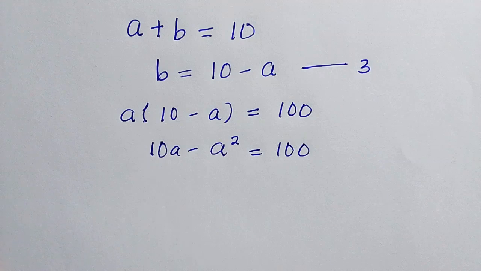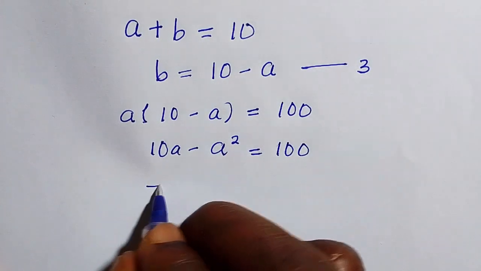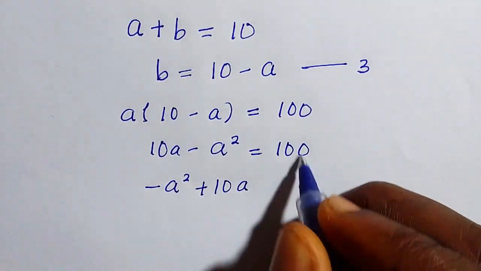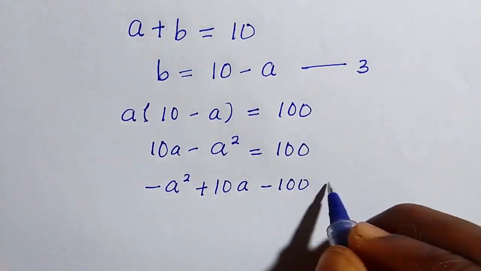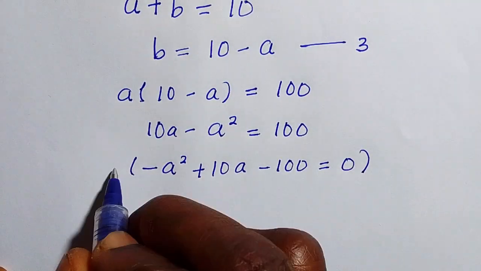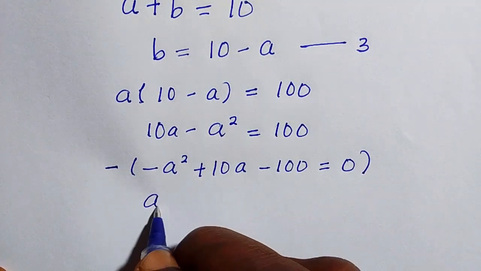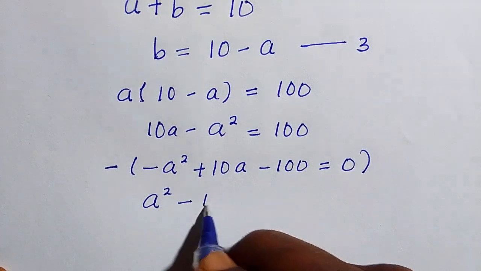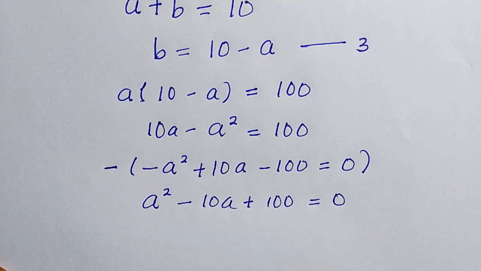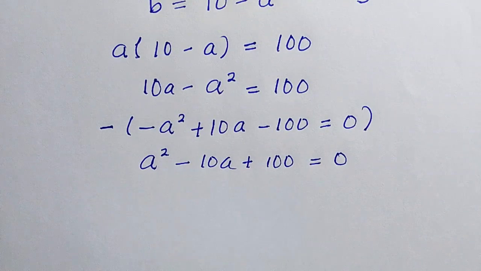So here is a quadratic equation. By proper rearrangement, we have -a² + 10a - 100 = 0. Then we multiply through by minus. So minus times this, we have a² - 10a + 100 = 0. To solve this you can apply two different methods, but the effective one I'm going to use is the completing the square method.